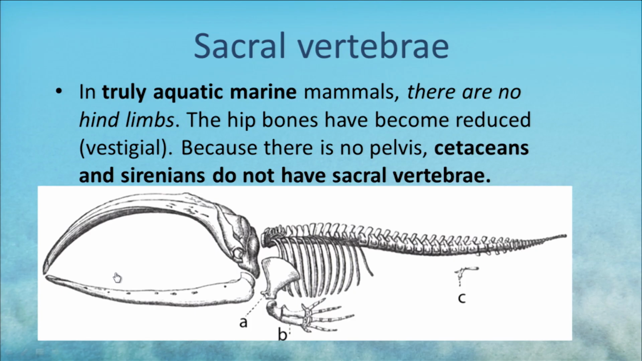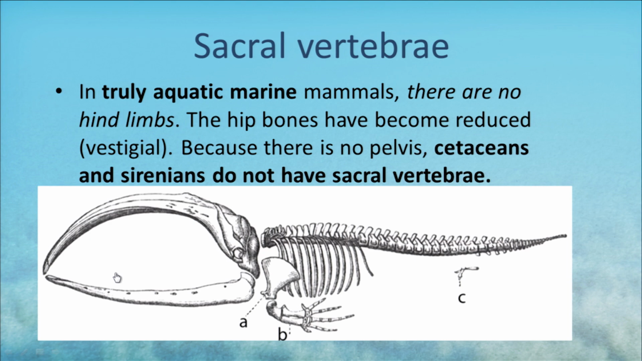All right, with lumbar, let's move to sacral vertebrae. So interestingly enough, truly aquatic marine mammals actually have no hind limbs. So the tails are not really hind limbs. The tails are actually extensions of the last bit of vertebra. So they have no hind limbs. In fact, they've lost them, which means there's no need for a hip bone. If there's no need for a hip bone, it becomes absent or greatly reduced, a term referred to as vestigial. And therefore, if there's no hip bone, there's no sacral vertebra.